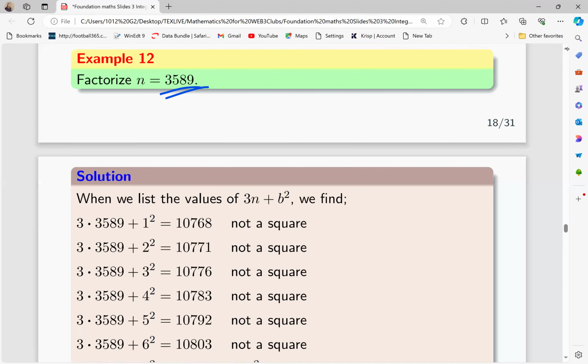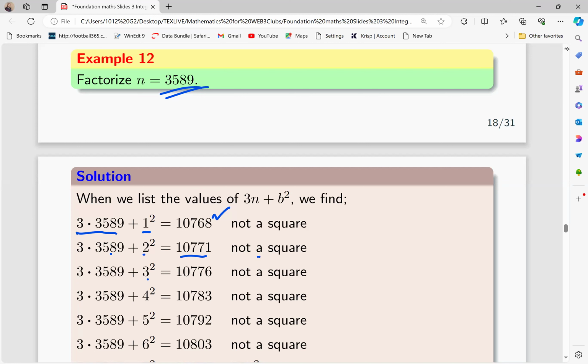So I want to reduce the steps. I multiply it by 3. To the result, I add 1 square. This gives me that. And this is not a perfect square. I multiply 3 by the same number and add 2 square and see what I get. I get this again, is not a perfect square. I continue until I get a perfect square.